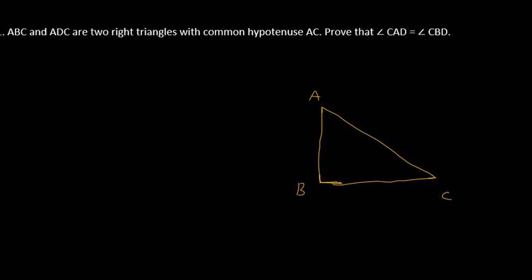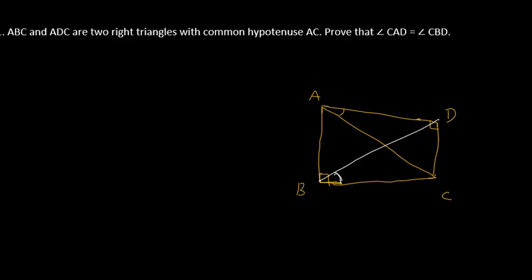Say I will start like this. I have to get 90 degrees. So this is 90 degrees, this is 90 degrees, and this is 90 degrees. Let us say this is point D. If ABC and ADC are two right angle triangles with the common hypotenuse AC, we have to prove that angle CAD, this angle, and angle CBD, here I will draw one more angle, CBD, this angle, these two angles are equal.